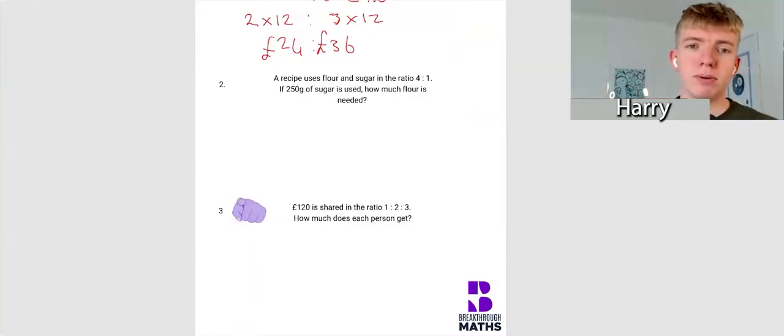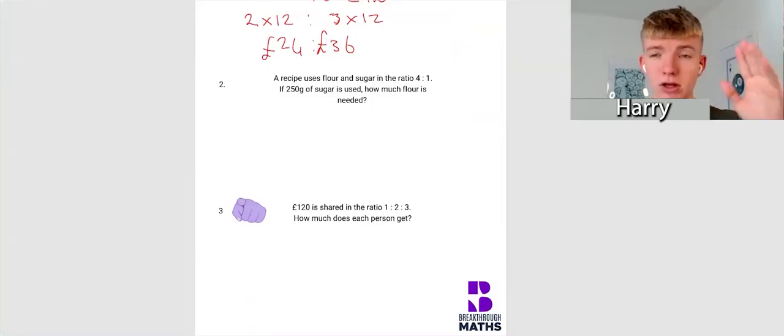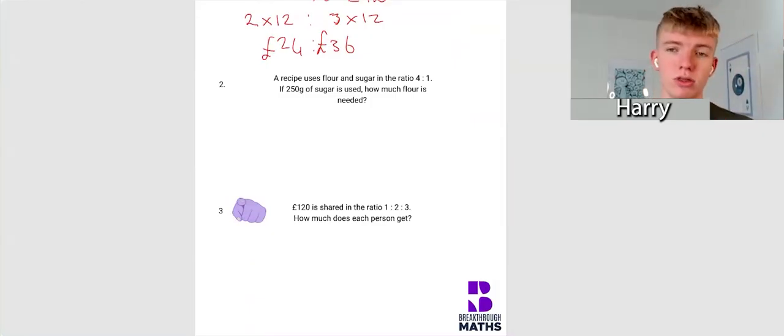here we are. A recipe uses flour and sugar in the ratio 4 to 1. If 250 grams of sugar is used, how much flour is needed? All right. So this one's slightly different. Instead of them giving us the total amount in this ratio, they've given us one value. So we need to look at the ratio and pick out which one is which.